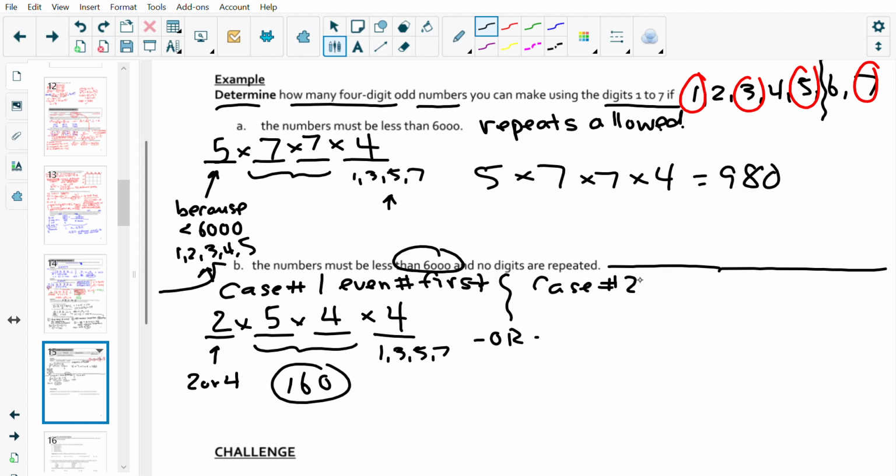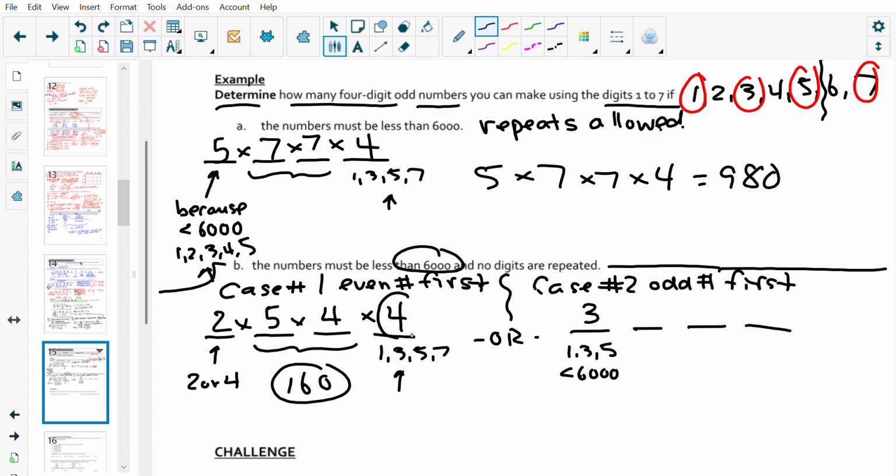Or case number 2, odd number first. Okay, so if an odd number is first, in this 4-digit number, 1, 3, or 5, I have 3 choices. And I can't pick 7 because it has to be less than 6,000, right? So 1, 3, or 5.